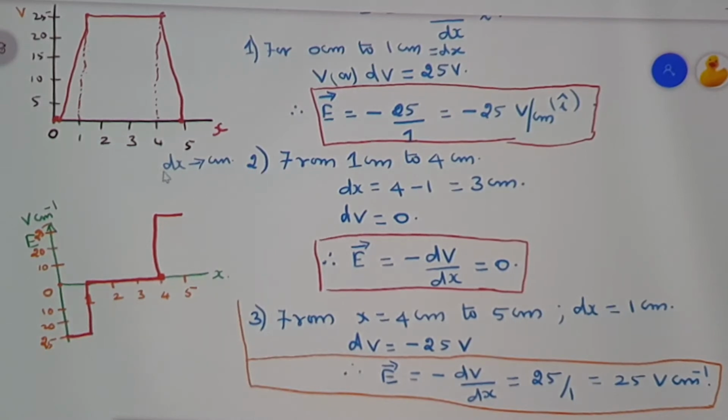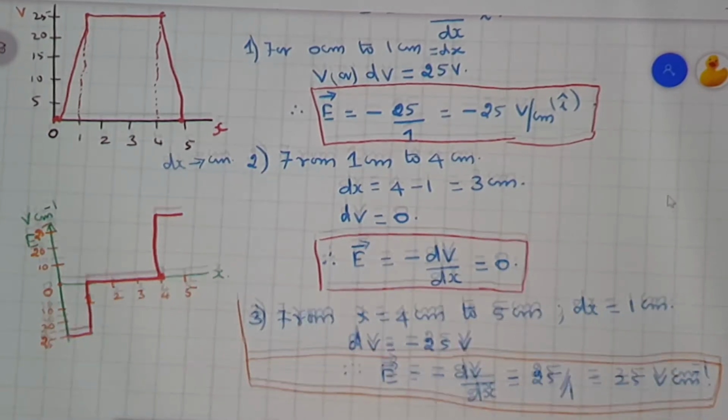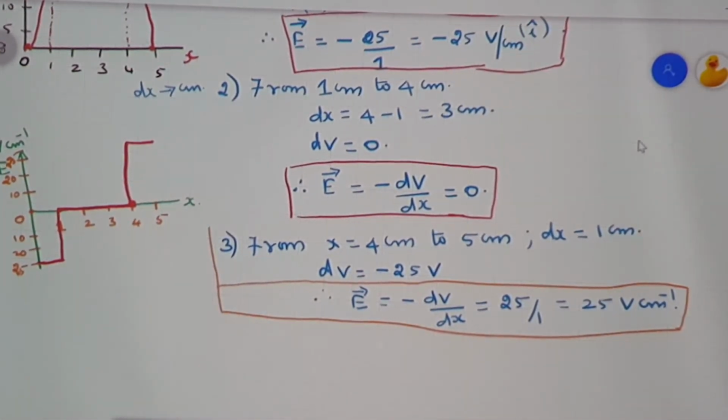So this is the graphical representation for the electrical field with the distance, which we have calculated by considering the variation of potential with distance. Using the formula, electrical field E is equal to the negative potential gradient, that is, E is equal to minus dV by dx. This concept is problem number 1.14. Hope you have understood this.